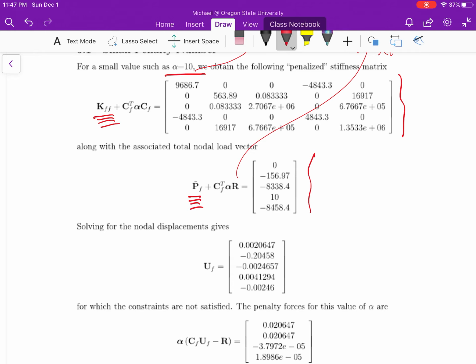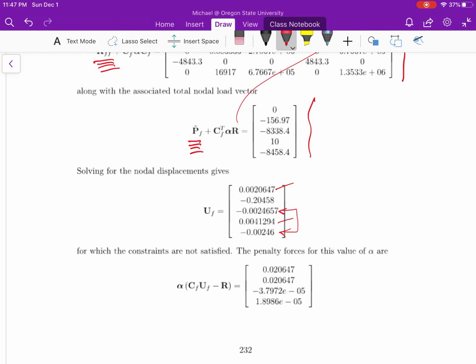All right, and you see that this one should be 0, but it's not. This one should be 0, but it's not. And these two should be equal, but they're not. Okay, and that's due to this low penalty number.